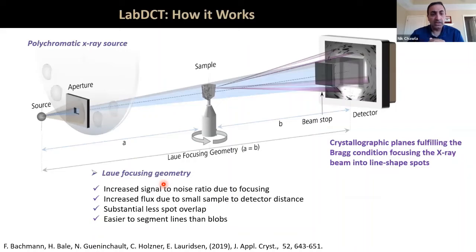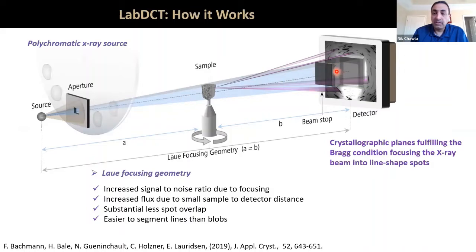Okay, so how does it work? So essentially, you have your X-ray source here. It goes through an aperture or potentially a filter. You have your sample that is sitting here and is actually being rotated. So if you're familiar with Laue diffraction, essentially we're doing this in 3D. So it's a Laue focusing geometry.